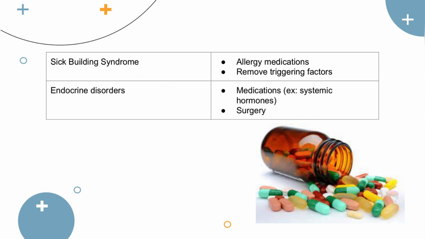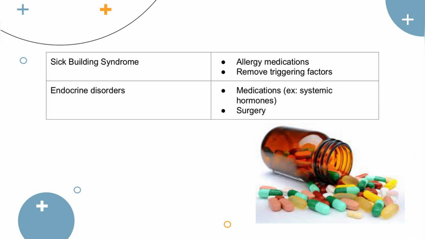And lastly, endocrine disorders such as Cushing syndrome, hypogonadism, diabetes mellitus, pseudohypoparathyroidism, and adrenal cortical insufficiency can result in aberrant taste function. The treatment for these is medication, for example, synthetic hormones.